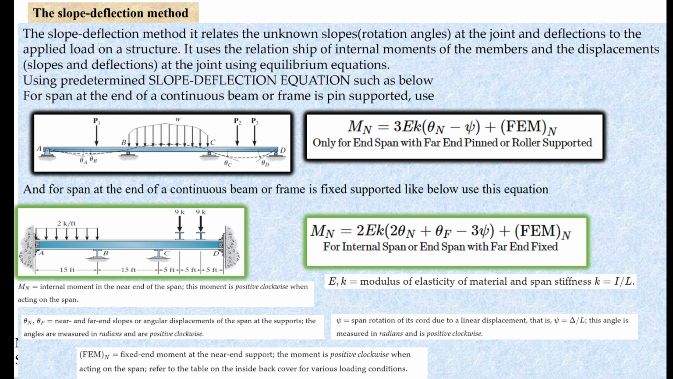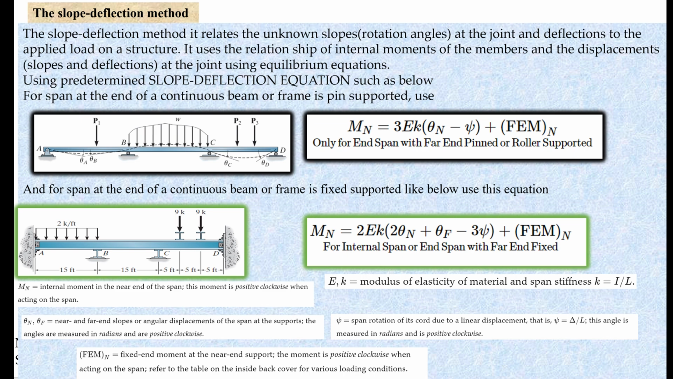Now, the slope deflection equation has 2 different conditions. If we have an end span, as shown on the screen, that is pinned, then our slope deflection equation is M_N equals 3EK times theta near, the rotation angle, minus psi, plus the fixed end moment. We're going to talk about fixed end moment in a second. And that's one equation we're going to use.